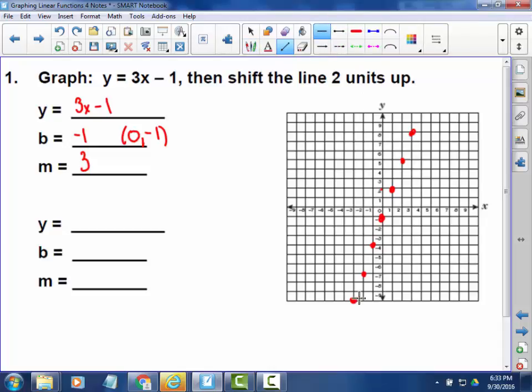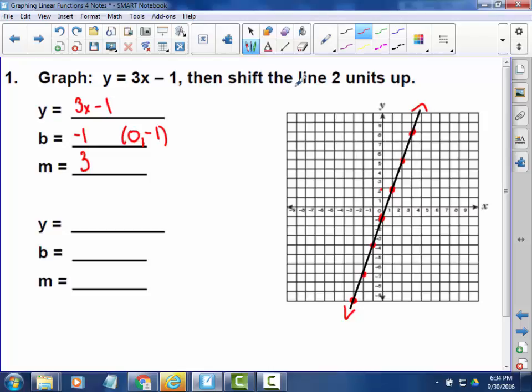So I grab my straight edge here and we go through these points. I want to put some arrows on the ends to indicate that these lines go on forever. So that's the graph of y equals 3x minus 1.